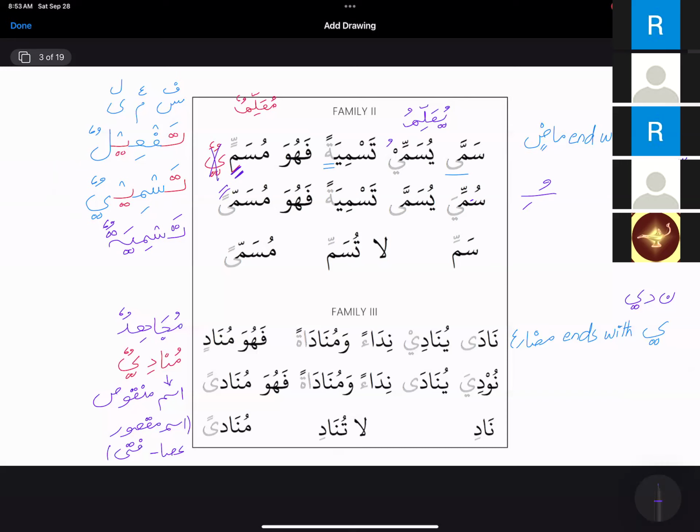Then the amr would be sammi. We are just going to butcher the end ya, and what is left behind? Sammi. So it's easy, we are not putting any effort here. Sammi, la tusammi, and then musamman. The zarf is the same as ism maf'ul.